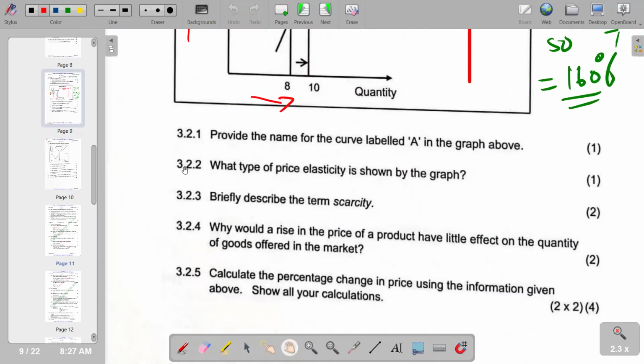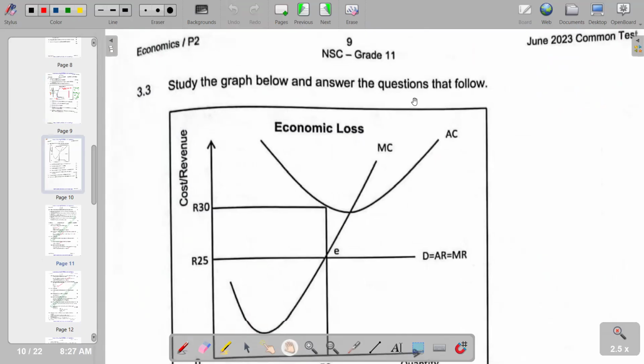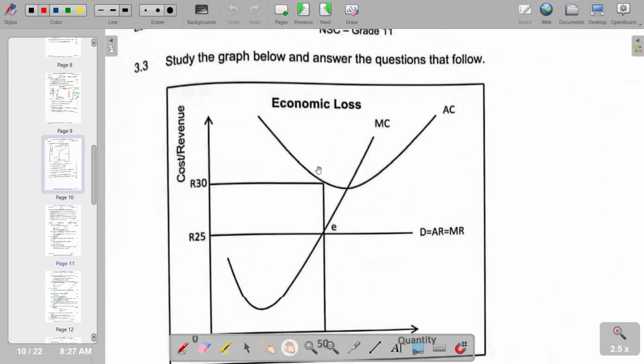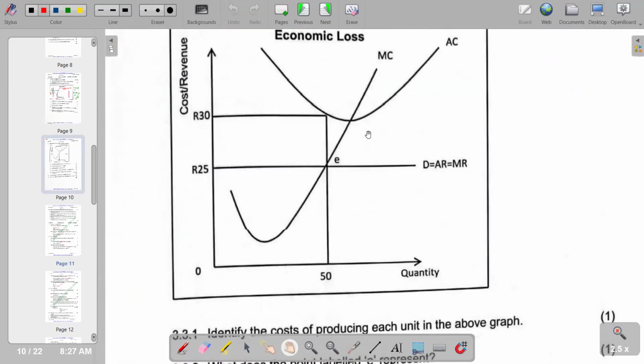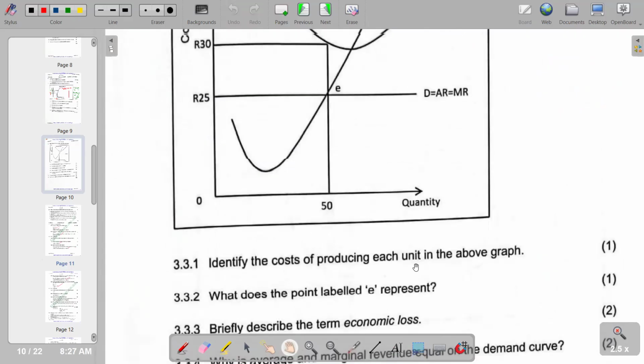Okay, we move on to our 3.3. Study the graph below and answer the questions that follow. So we've got economic loss, whereby we've got cost and revenue on the vertical axis, we've got quantity on the horizontal axis, and then we've got various curves that were given. Our first question says, identify the cost of producing each unit in the above graph.